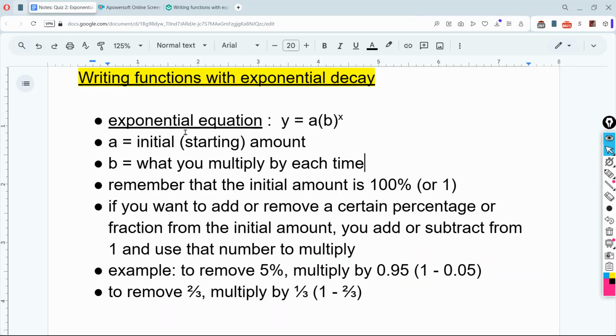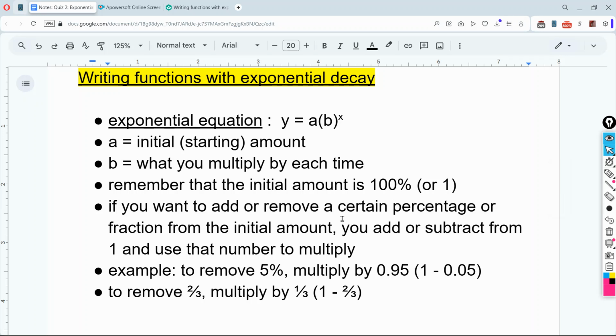Remember the basic exponential equation, that is y equals a times b to the power of x. Remember that a is your initial or starting amount. B is what you multiply by each time. Okay, that's the number that gets the exponent. And remember that the initial amount is 100%. In terms of a decimal, that equals 1.